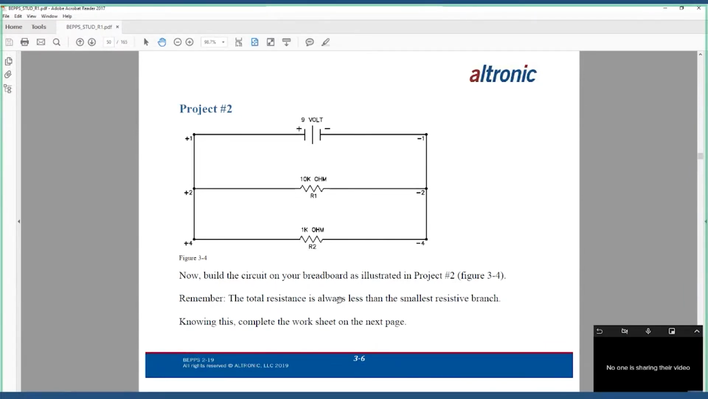So if I'm not mistaken, 909 is less than 1,000 ohms, right? Yeah, by quite a bit. So you see how that works?